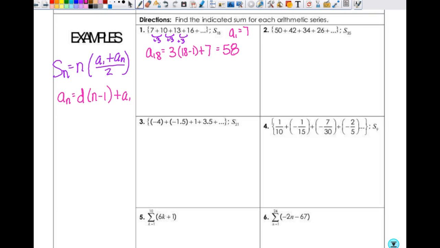Okay, so now I have A18. I have A sub 1. So I have this part and this part. N, what's n going to be? N is actually 18, and that can be confusing, so be careful with that right there. And so then when I do this, my S of 18 that I want is equal to 18 times 7 plus 58 over 2. All right. So I don't have to list them all out like that, and I get S of 18 equals 580.